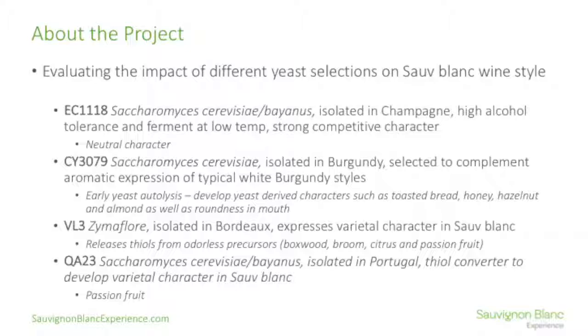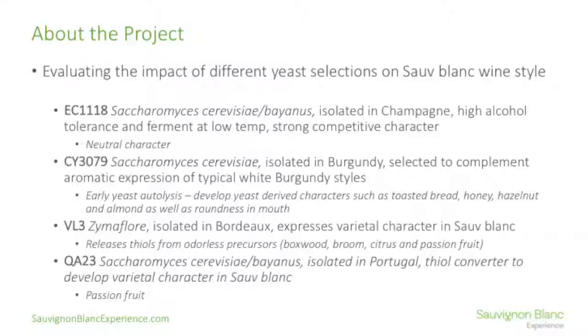Then CY3079, I should say. This is Saccharomyces cerevisiae, isolated from Burgundy. It's supposed to be really complementary to the aromatic expression of white Burgundy. It does give you early yeast autolysis, so it can give you yeast-derived characters: toasty, nutty, almond, honey characters, and it can give you a little bit of roundness in the mouth.